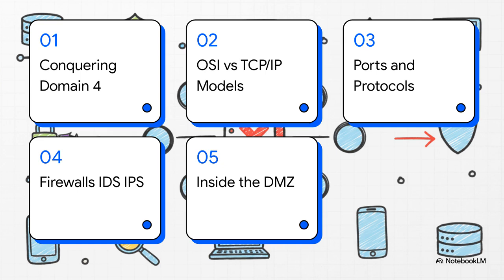Here's our quick roadmap for today to make sure our cat video packet arrives safely. First, conquering domain 4. Second, OSI versus TCP/IP models. Third, essential ports and protocols. Fourth, firewalls, IDS, and IPS. And finally, number 5, inside the DMZ. All right, let's get into it.